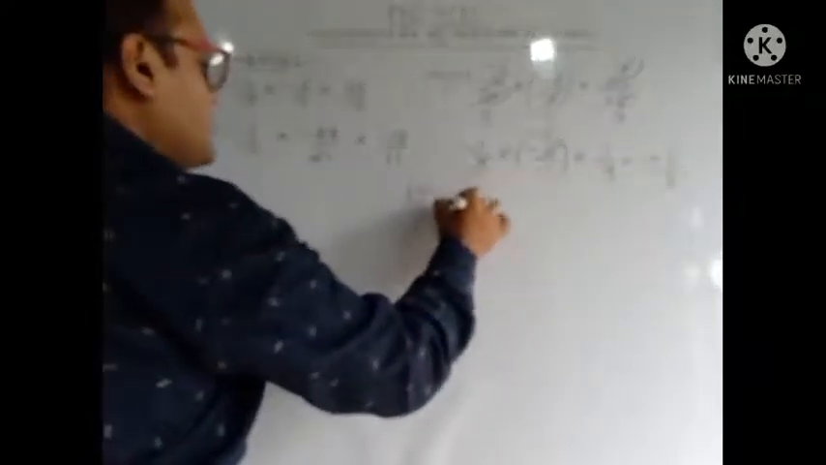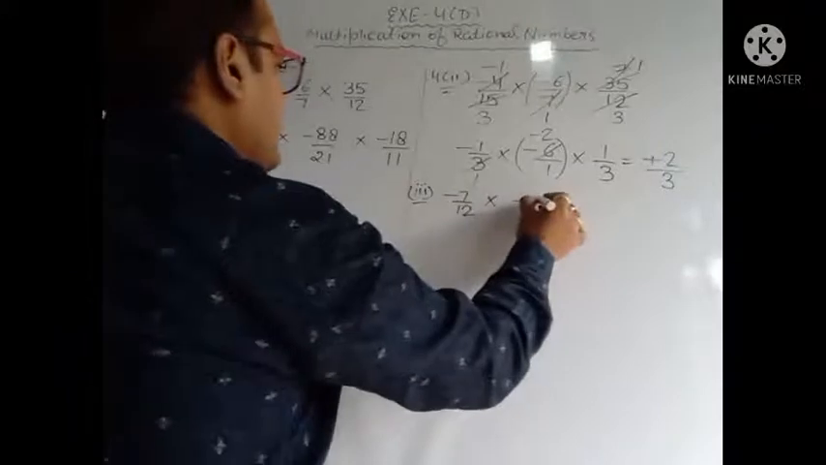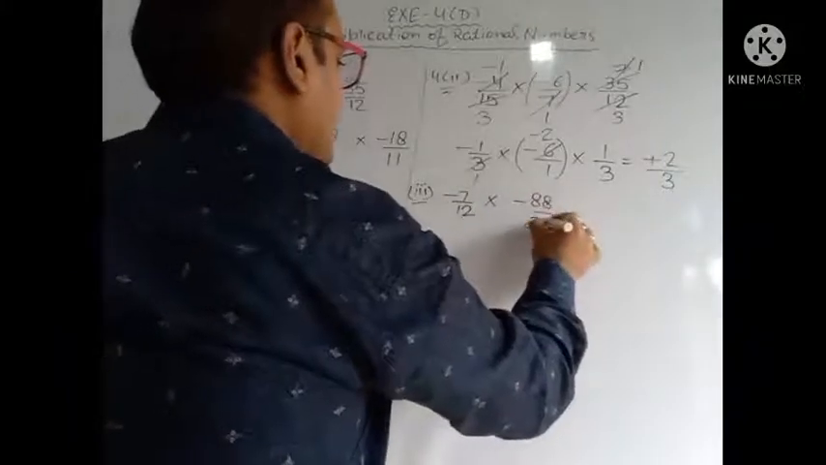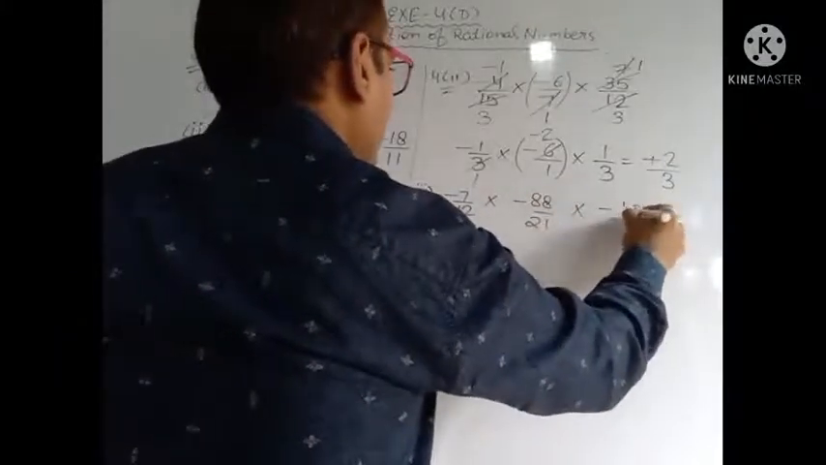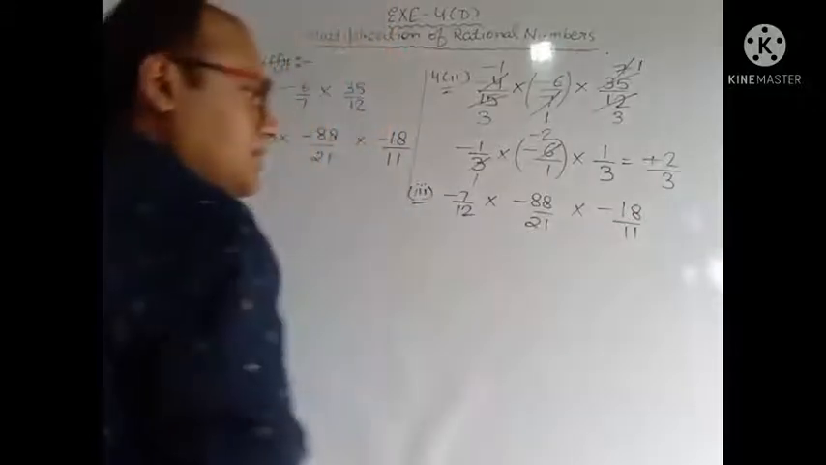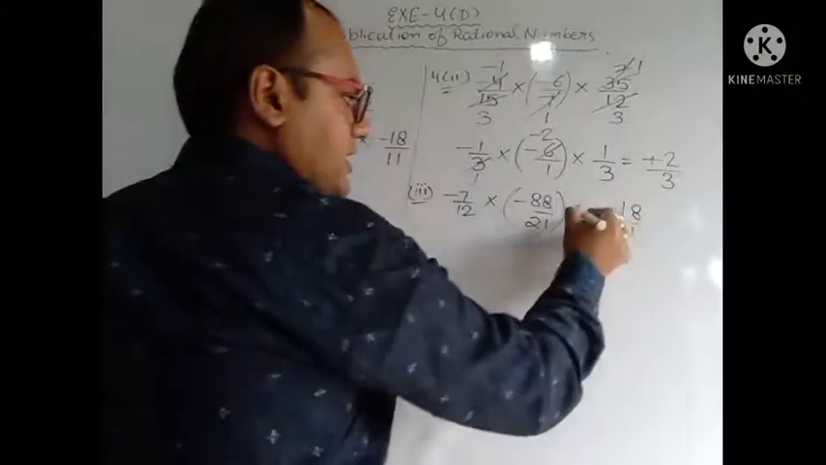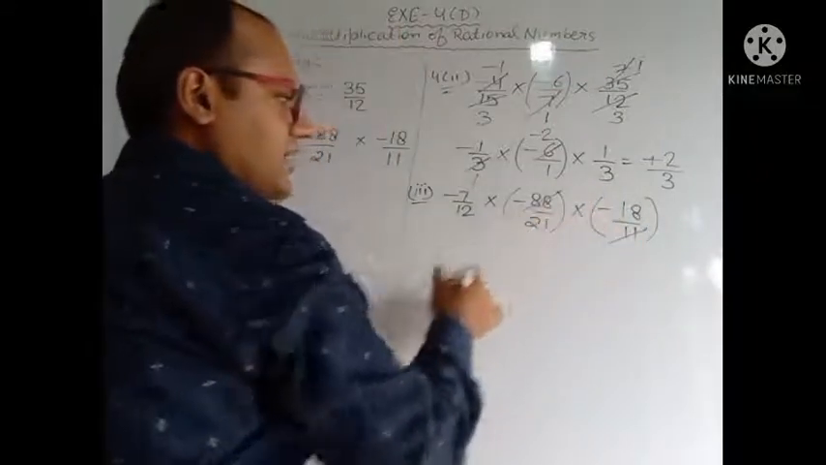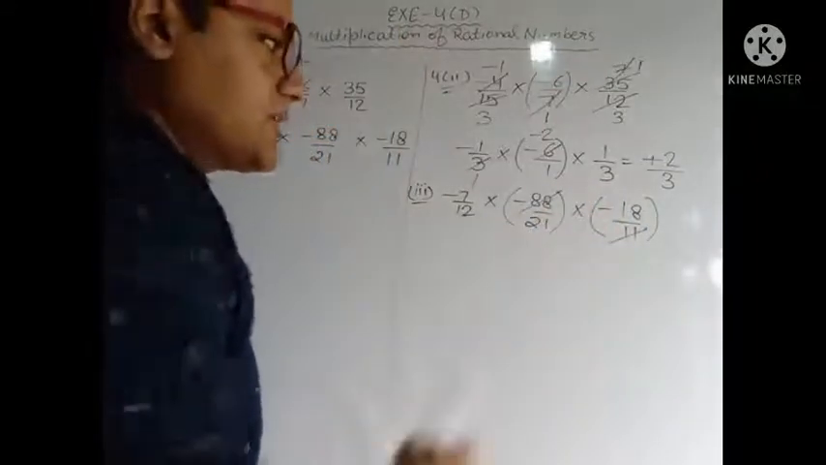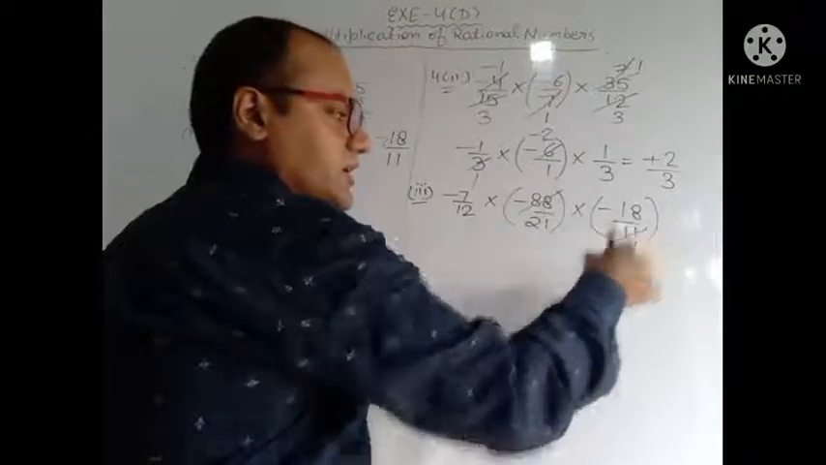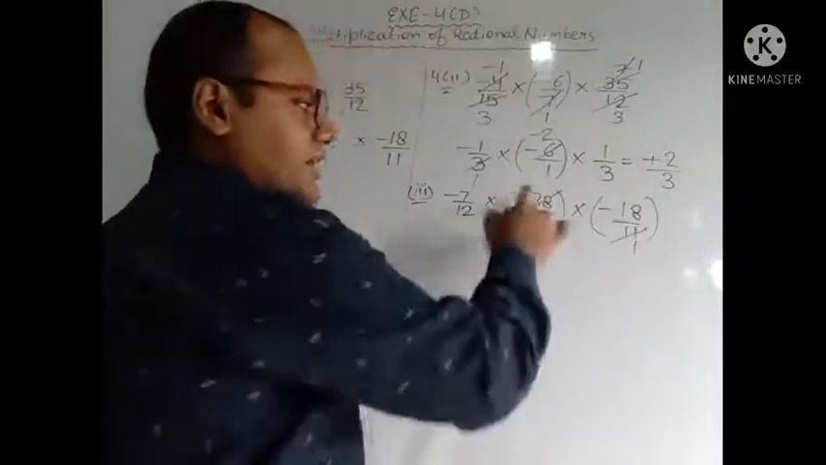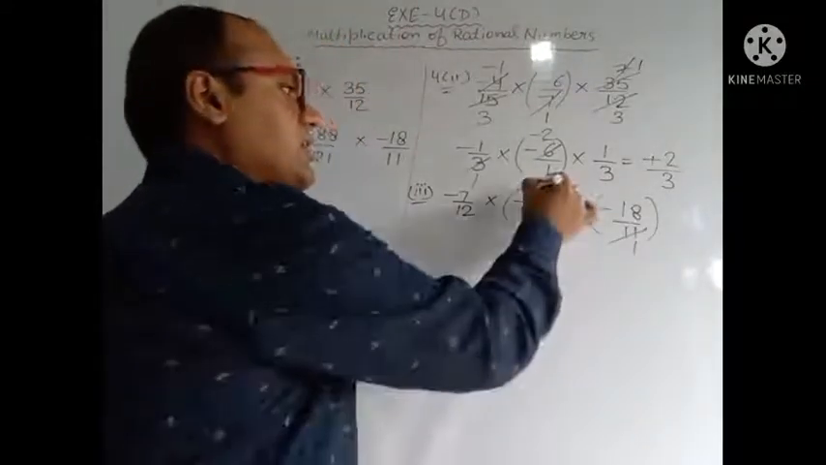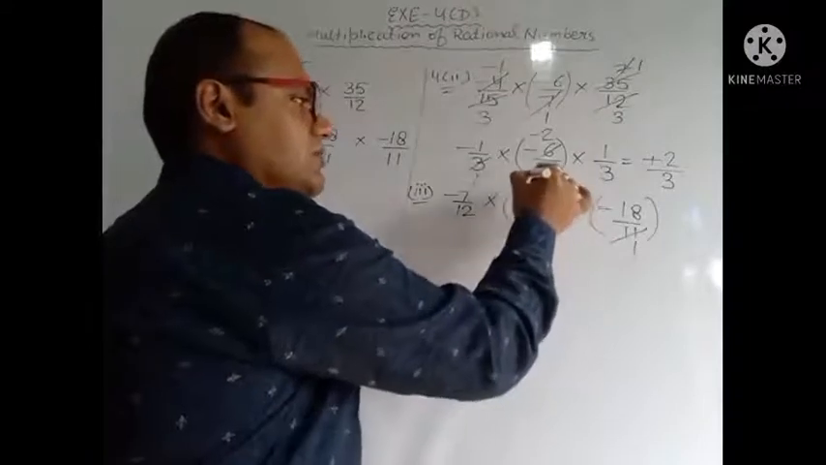Minus 7 upon 12 multiply minus 88 upon 21 multiply minus 18 upon 11. Double signs are coming, we will use a bracket. Here also we have to use a bracket. 11 and 88 both are coming in a table of 11. This 11 in the denominator we will cut, 11 ones are 11. This 88 we will cut in the numerator, 11 eights are 88, minus also we will use.